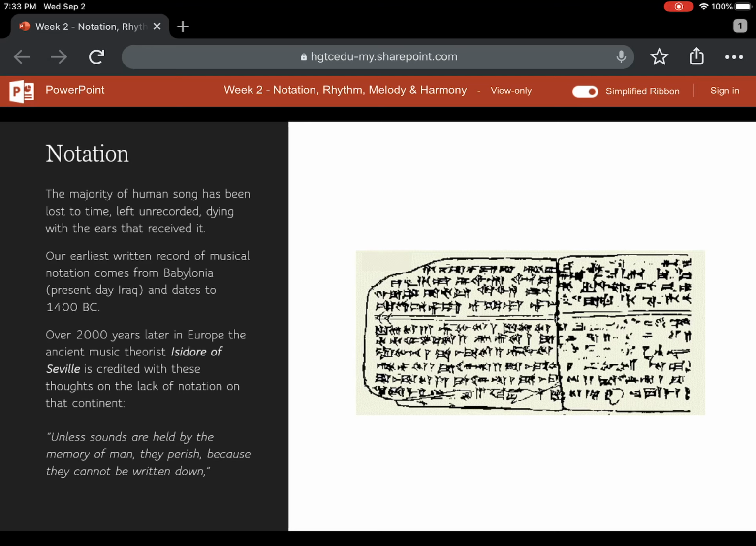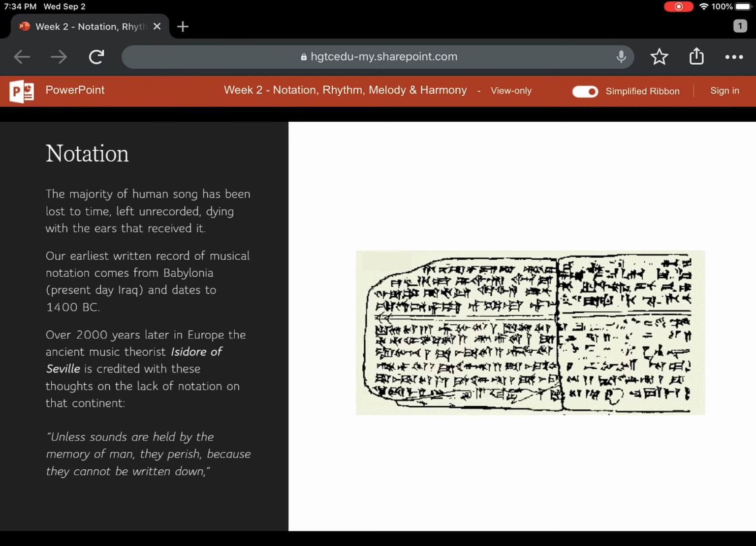Over 2,000 years later, so we're talking in the common era, in Europe, they still did not have a system of notation for writing down music. So it came to Babylonia far before it ever came to Europe. And we have Isidore of Seville credited with saying, and I think this is very important to this idea, that unless sounds are held by the memory of man, they perish because they cannot be written down.